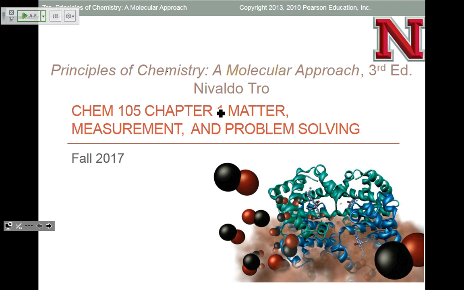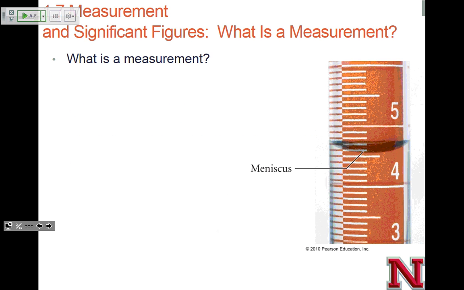Okay, so continuing on with chapter 1, we talked a little bit about density, what that means. We talked a little bit about these measurements and these units we use. The next thing we need to talk about is measurements in general, and what happens when we're looking at measurements in the lab, and how that relates to significant figures, and why significant figures are important when we're talking about measurements.